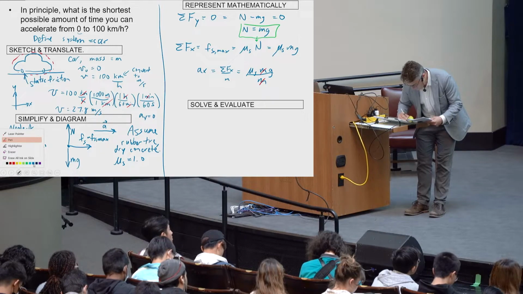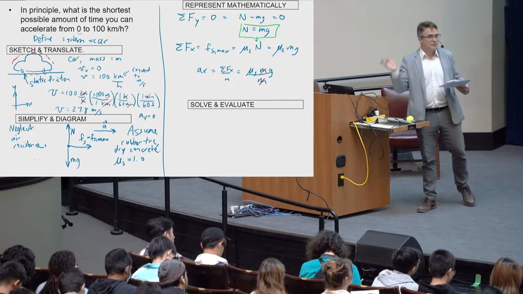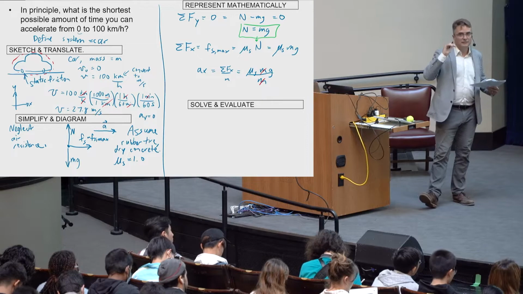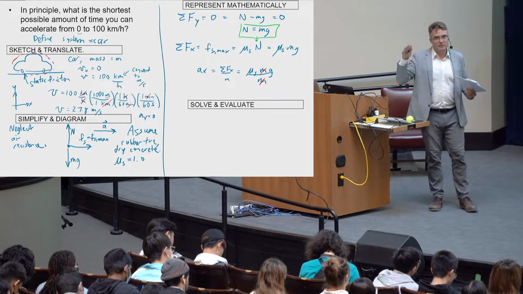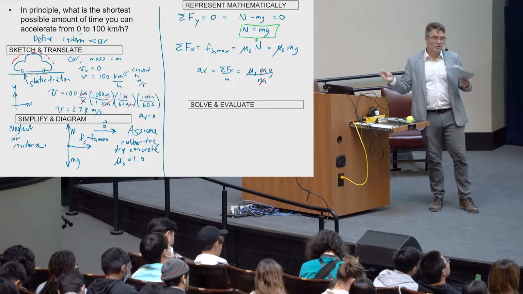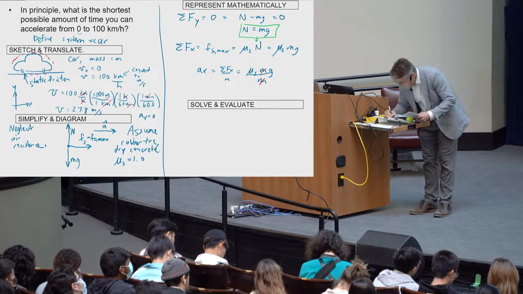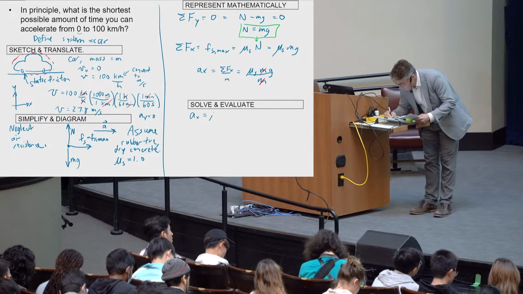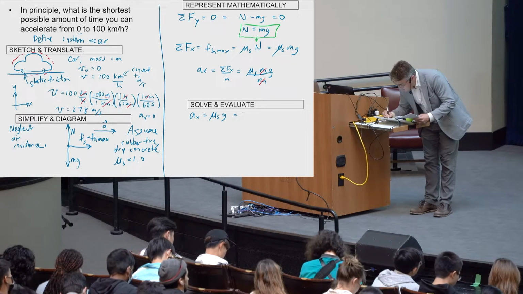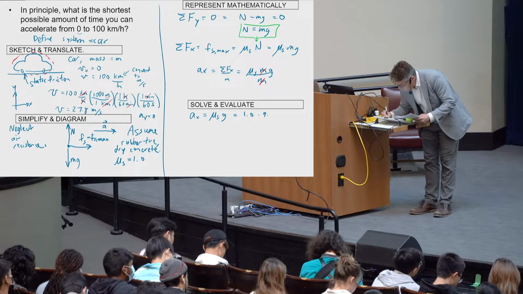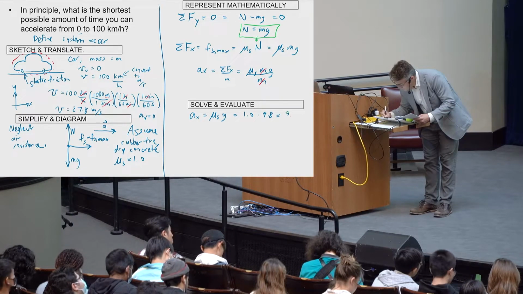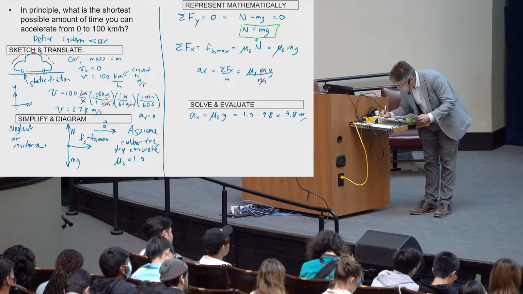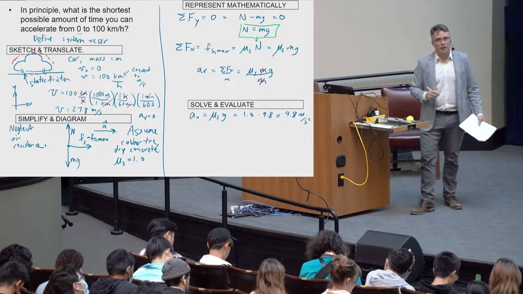That's lucky. So if you don't know something, just define a symbol, and then cross your fingers, and maybe after you do all the math, the thing you don't know will cancel out. So it's called getting lucky. Mu sub s times g. We have both those numbers, 1.0 times 9.8. So it's 9.8 meters per second squared, the maximum you can accelerate a car.